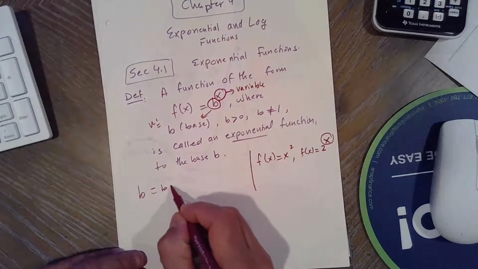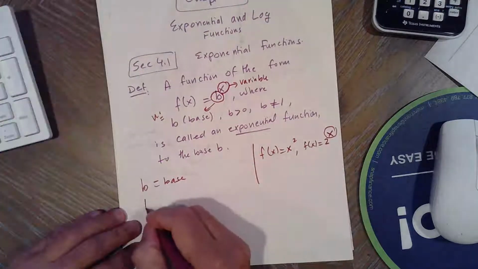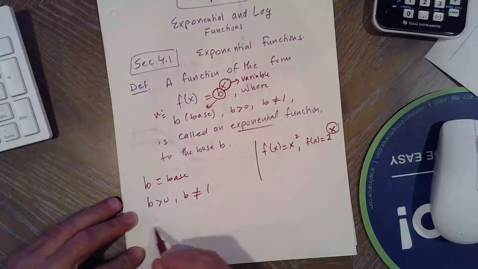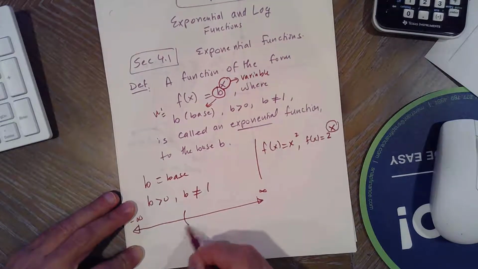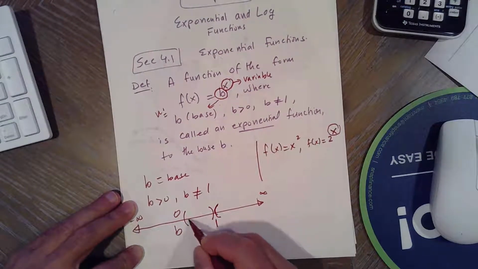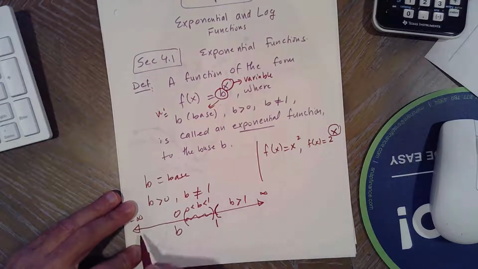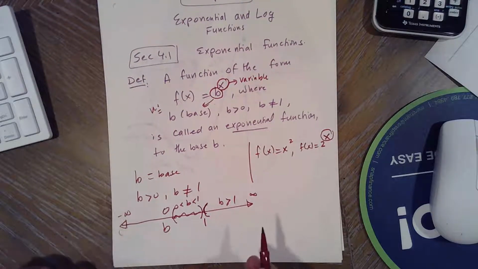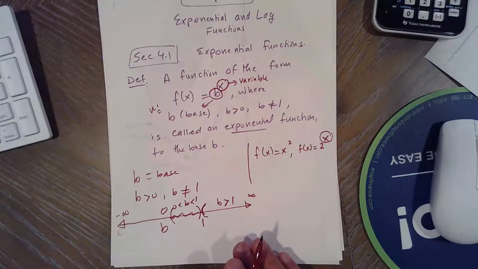There are a lot of restrictions on the base. You can have a base as long as it's greater than 0 and it cannot be 1. That's very, very important. If you look at the number line, the base can only be greater than 0, but it cannot be 1, so you have to skip 1. The base is either between 0 and 1, or it's greater than 1. No negative base, no 0 base, no 1 for the base. And we'll see why we have all these restrictions on the base.